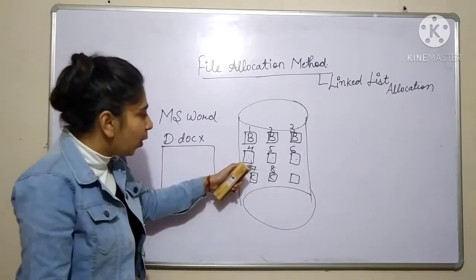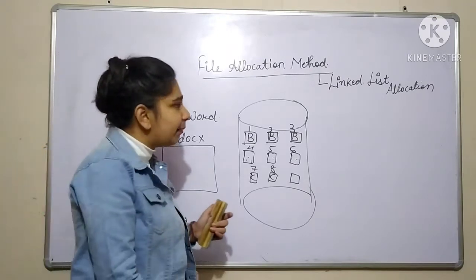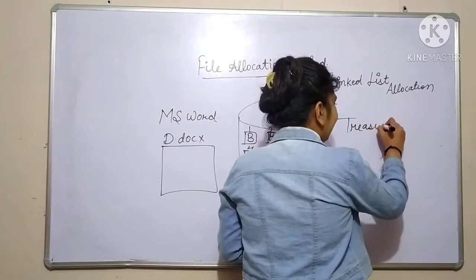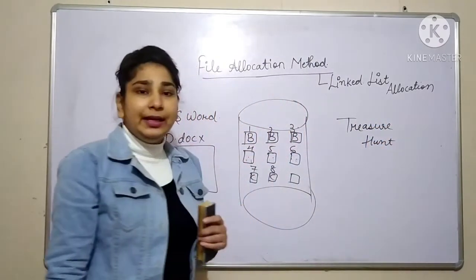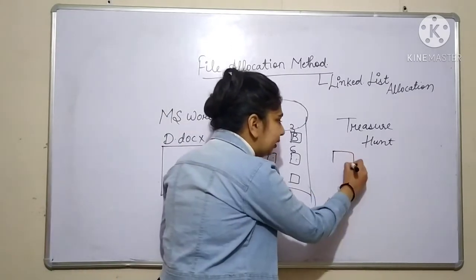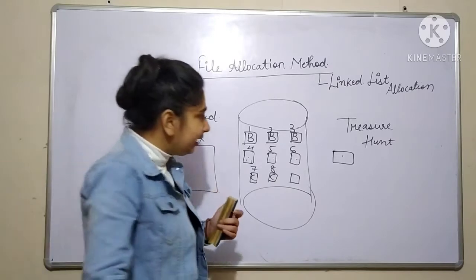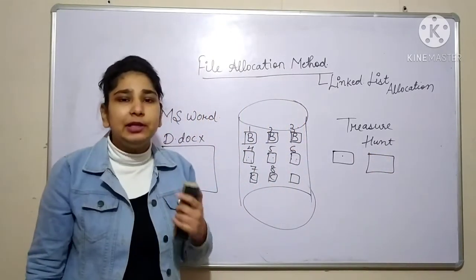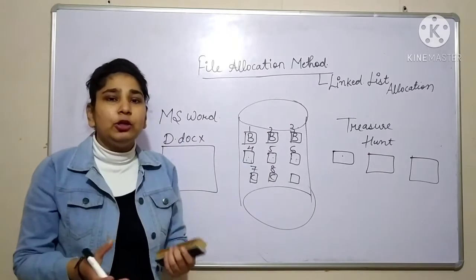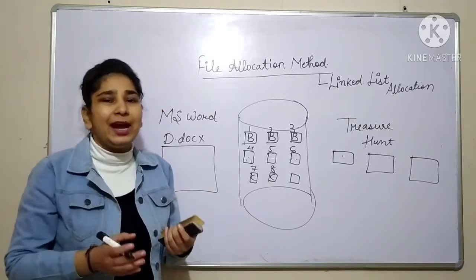What happens in linked list allocation? Your one file may be stored in the hard disk at different locations. Let me give you one example of linked list allocation: the treasure hunt game. What happens in a treasure hunt game? You have to collect some number of objects. Firstly you go to one location, and there you get some clue. Then you go to another location and get some clue. Then again you go to some other location. With the help of the clues, you are collecting your objects.